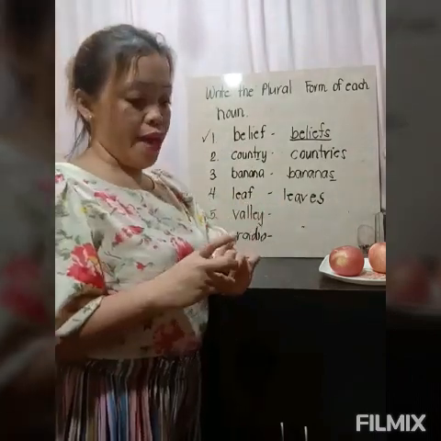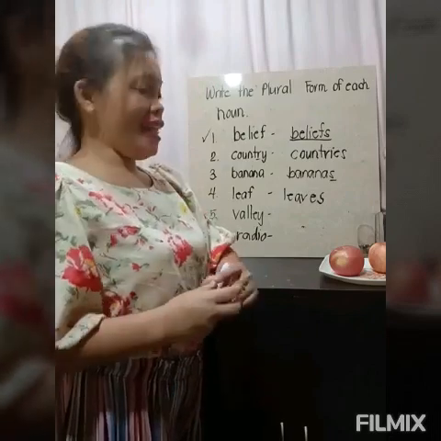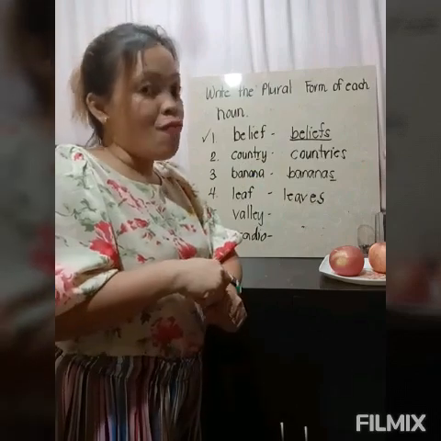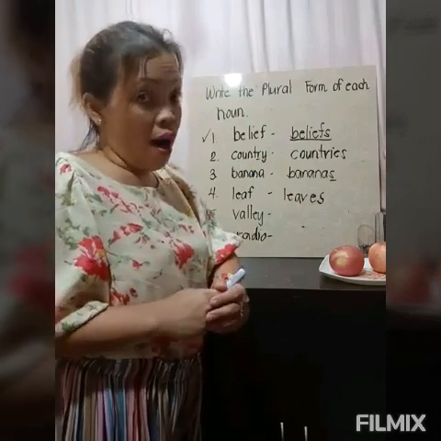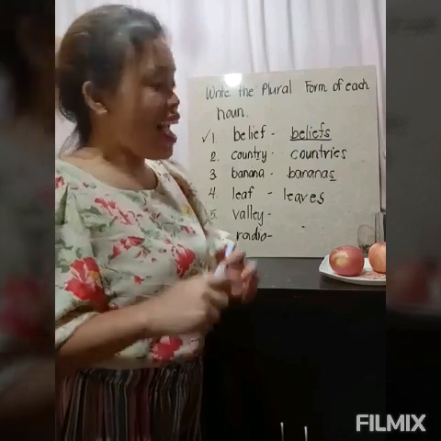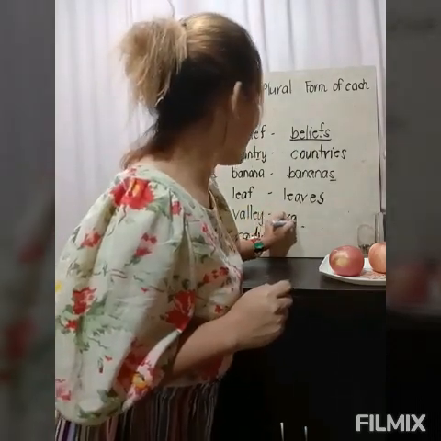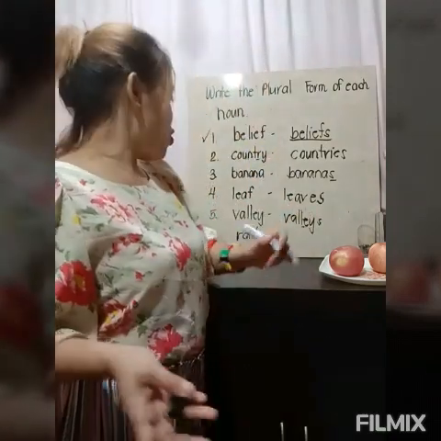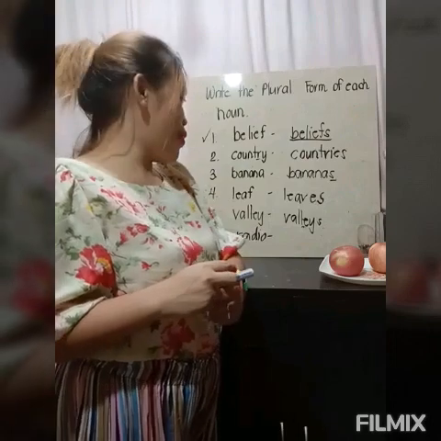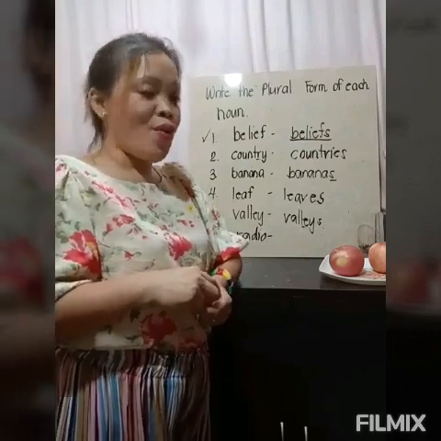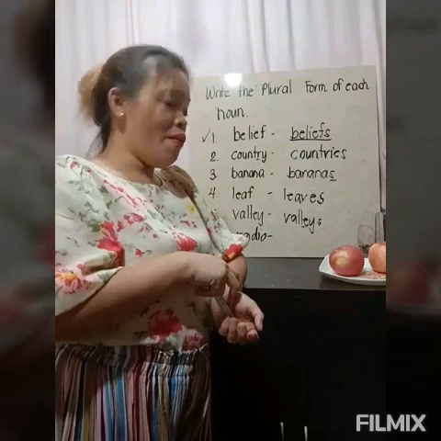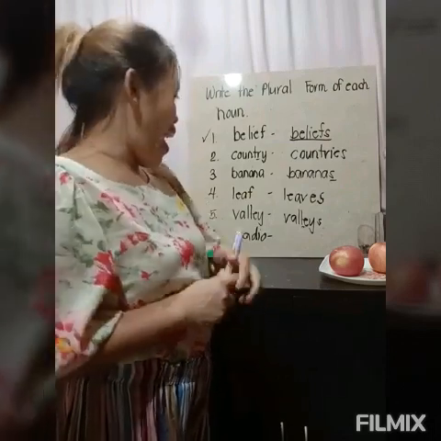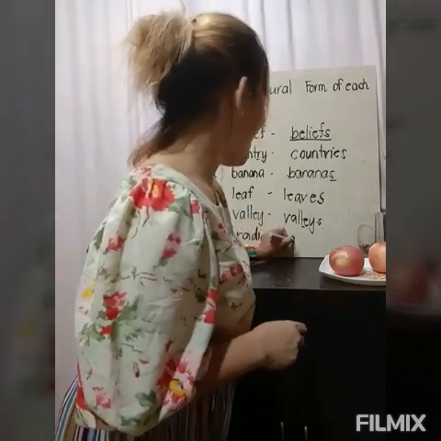Next we have ballet. Nouns ending in y preceded by a vowel form the plural by simply adding s. Very good. Ballets. Next, number 6, the last number. We have here radio. Simply add s. Very good. Radios.